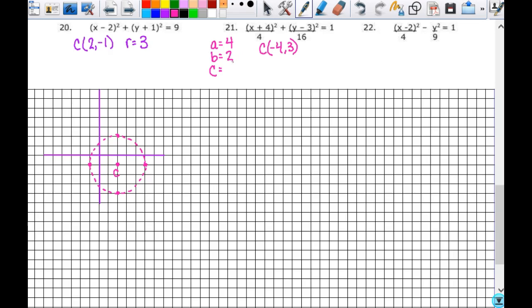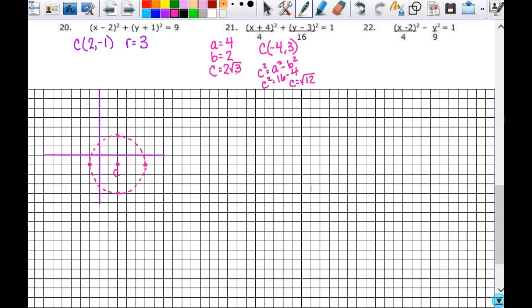C is going to be C squared equals A squared minus B squared. If this is addition, this is subtraction. So C squared is going to equal 16 minus 4. So C is the square root of 12, which is 2 square root of 3.